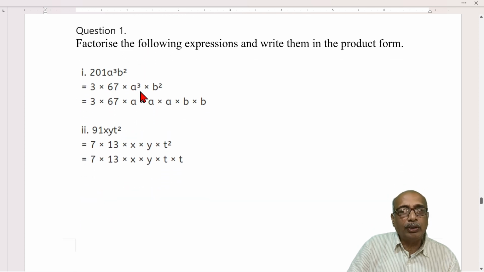Here we'll see the actual problems in the exercise. Factorize the following expressions and write them in the product form. Product means multiplication form.